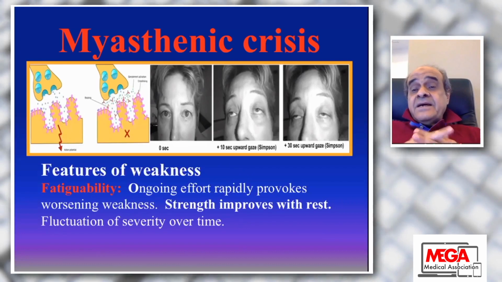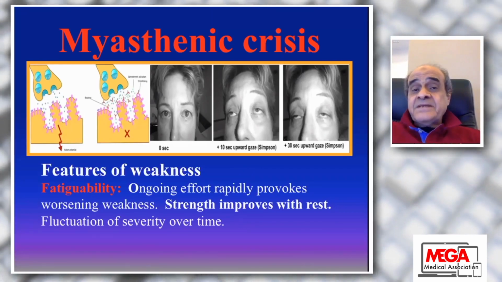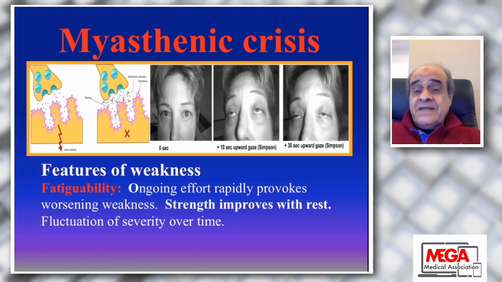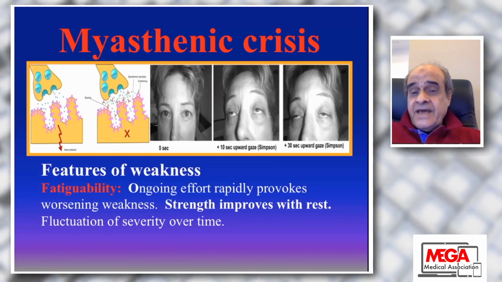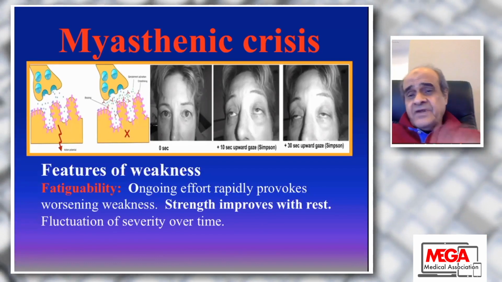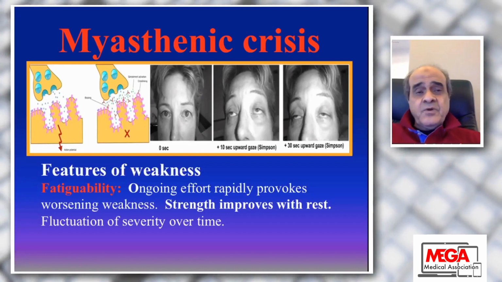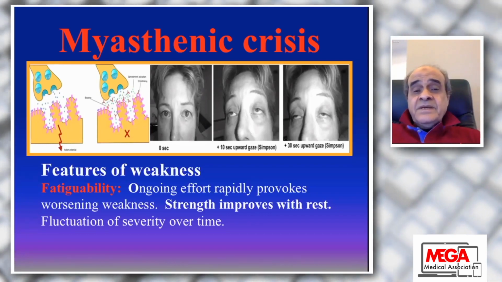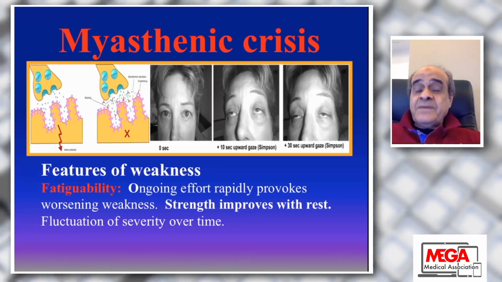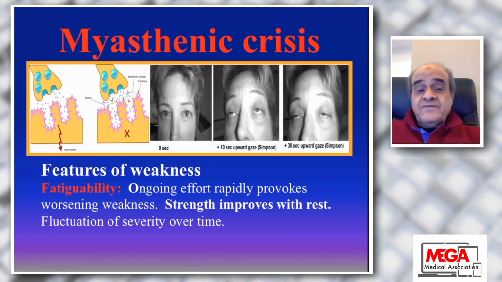The other disease which I wanted to mention here is myasthenia gravis or myasthenic crisis. In myasthenic patients, as you know, there are antibodies against the acetylcholine receptors post-synaptic, to differentiate it from Lambert-Eaton syndrome, which is a pre-synaptic block. In myasthenia, the patient has a feature of weakness and fatigability: ongoing effort rapidly provokes worsening weakness, strength improves with rest, and severity fluctuates over time.